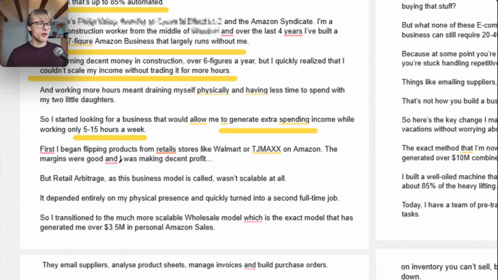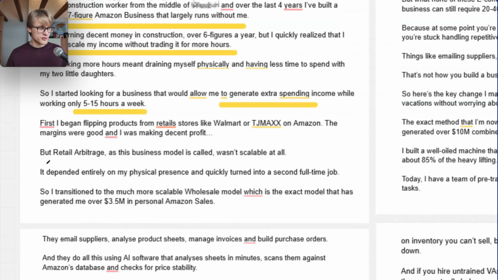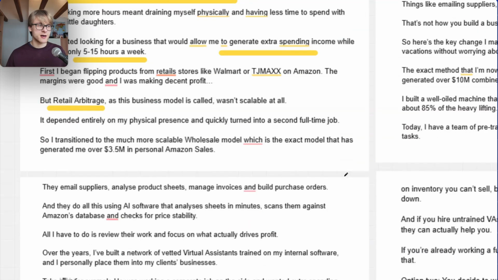First, I began flipping products. The margins were good, and I was making decent profit. But retail arbitrage, and we're attracting a lot of people doing retail arbitrage. So this builds a lot of relatability and shows them that their model isn't the best one. Okay. It depended on my physical presence and quickly turned into a second full-time job.